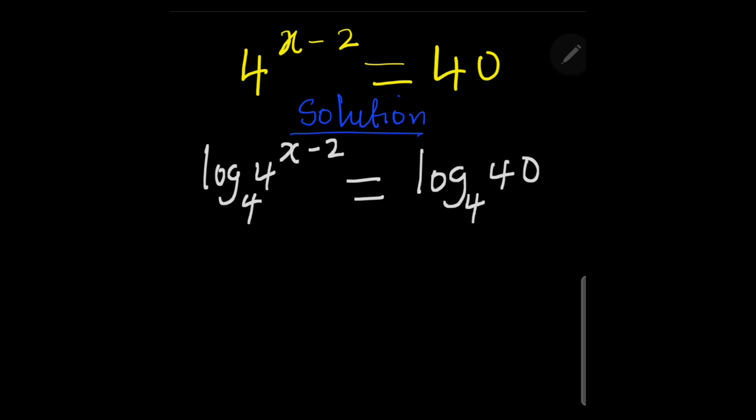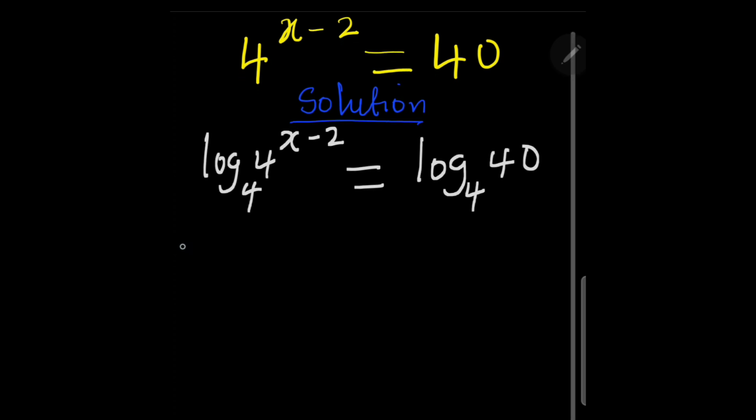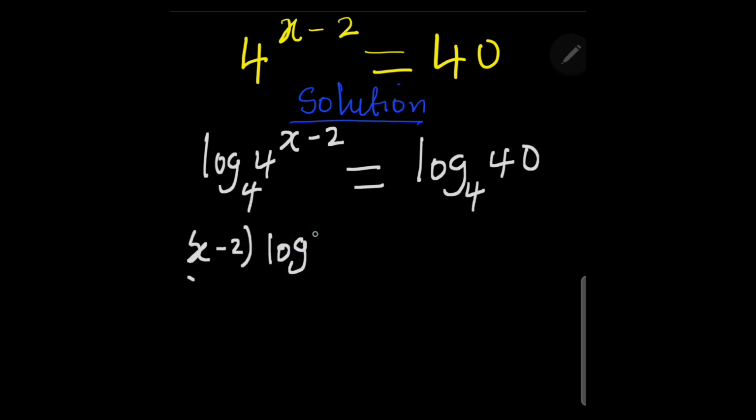Now we're going to solve for that. If you look at the left hand side, you have a log of a term, which is 4 raised to the power of another term. According to one of the properties of logarithm, this power you are seeing here is going to go back to multiply the log. This x minus 2 is going to go back to multiply the log. So we're going to have x minus 2 multiplied by log of 4 to the base of 4, which is equal to log of 40 to the base of 4.